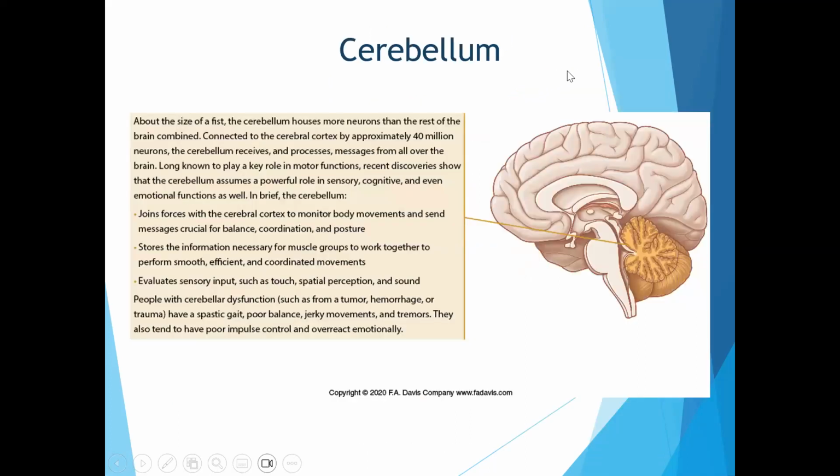Okay, our cerebellum, remember, this is the second largest part of the brain, but it has the most nerves. So it sits on this back part of the brain. Sometimes you'll hear this referred to as the mini brain, because it looks very similar to the brain in terms of the gyri and the sulci. And so its main thing is that it monitors our body movements and it communicates with our cerebral cortex to maintain balance, coordination, and posture.